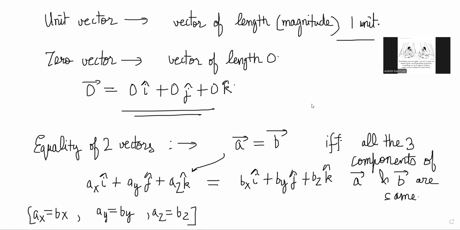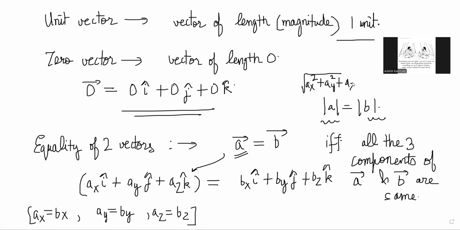This also means that mod of A is equal to mod of B, because the magnitude of the A vector, if it is written in terms of components, is simply root over AX square plus AY square plus AZ square. And that has to be equal to root over BX square plus BY square plus BZ square, right? So equality of two vectors is a very important idea that you need to understand.